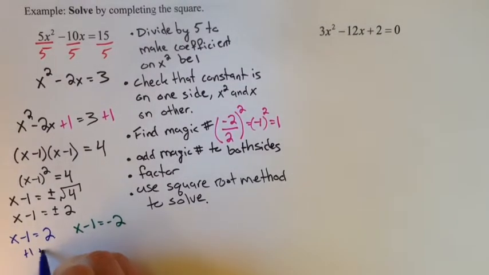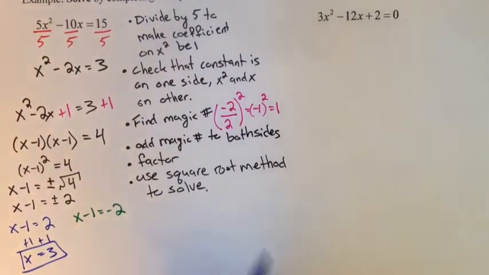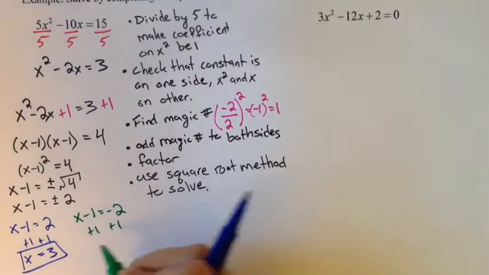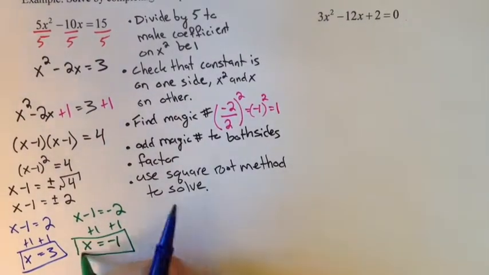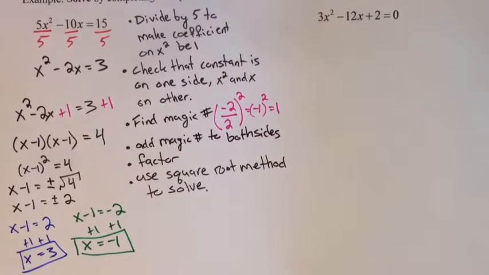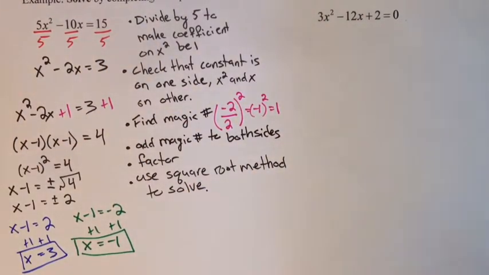I'll add 1 to both sides, which gives me x equals 3 as one of my answers. And then I will also add 1 to both sides on my other equation, giving me x equals negative 1 as my other possible answer. Again, you could always plug these back into the original equation to make sure that your answers are correct.